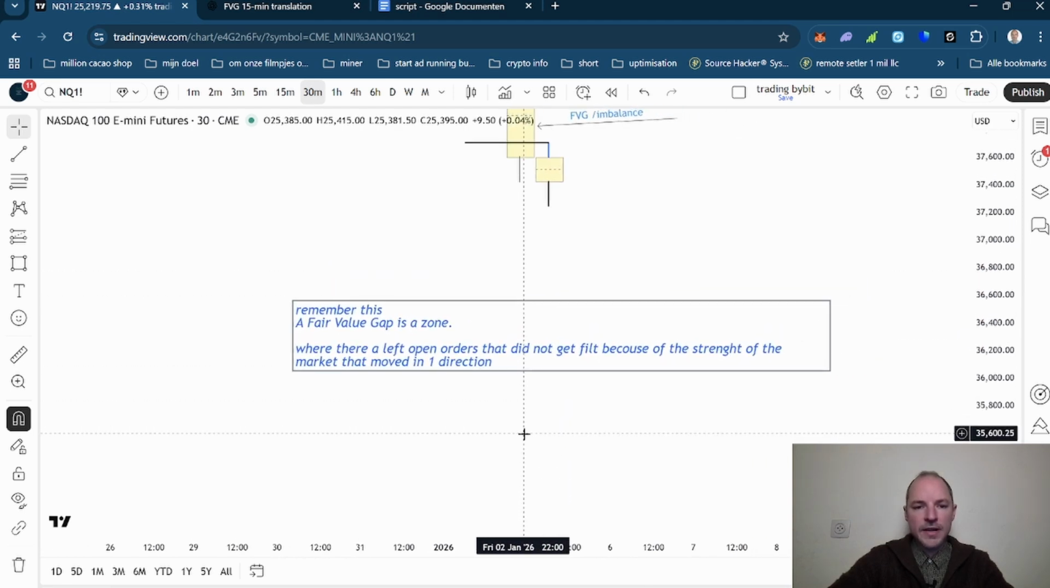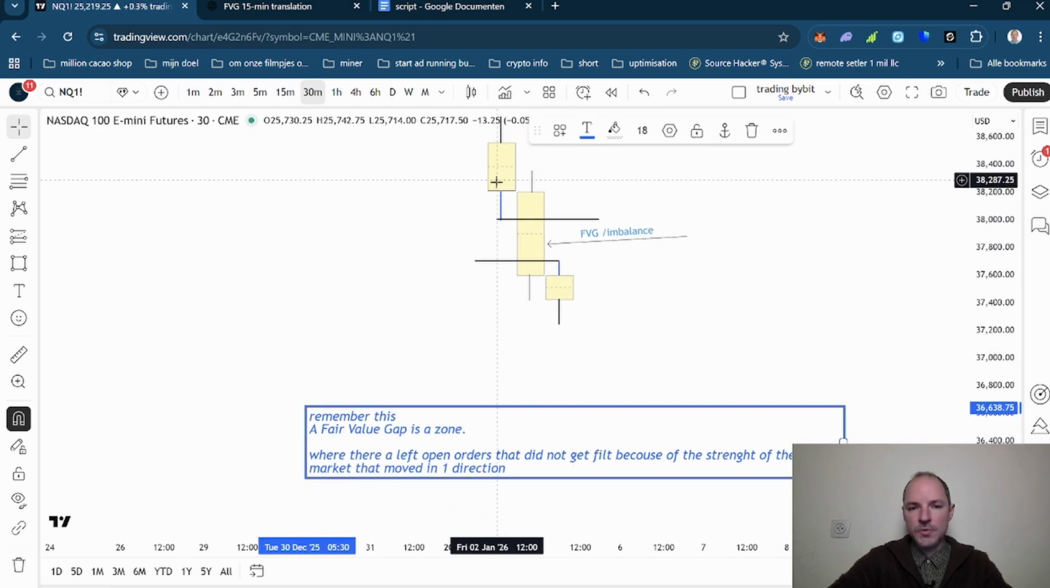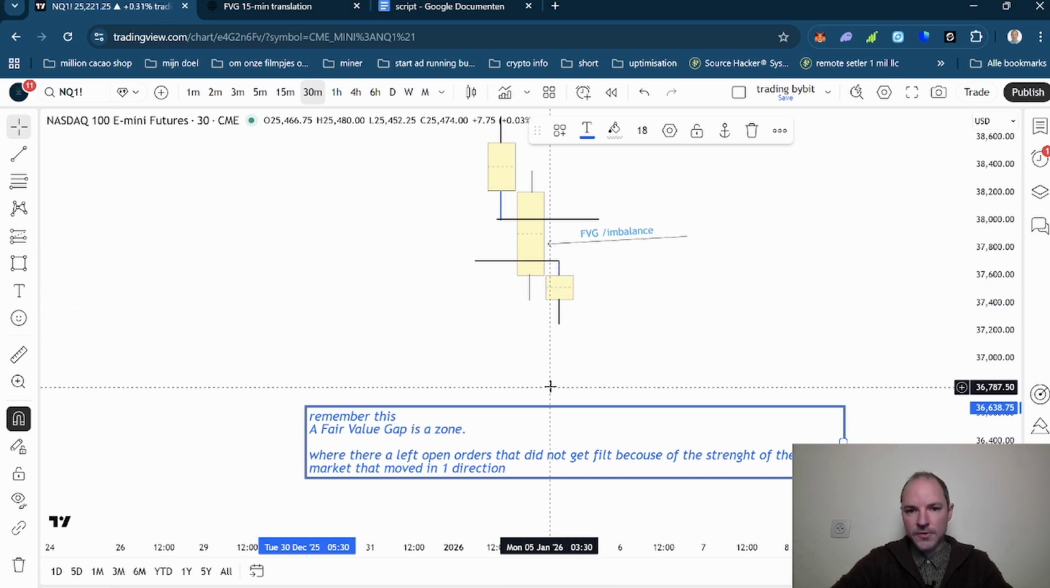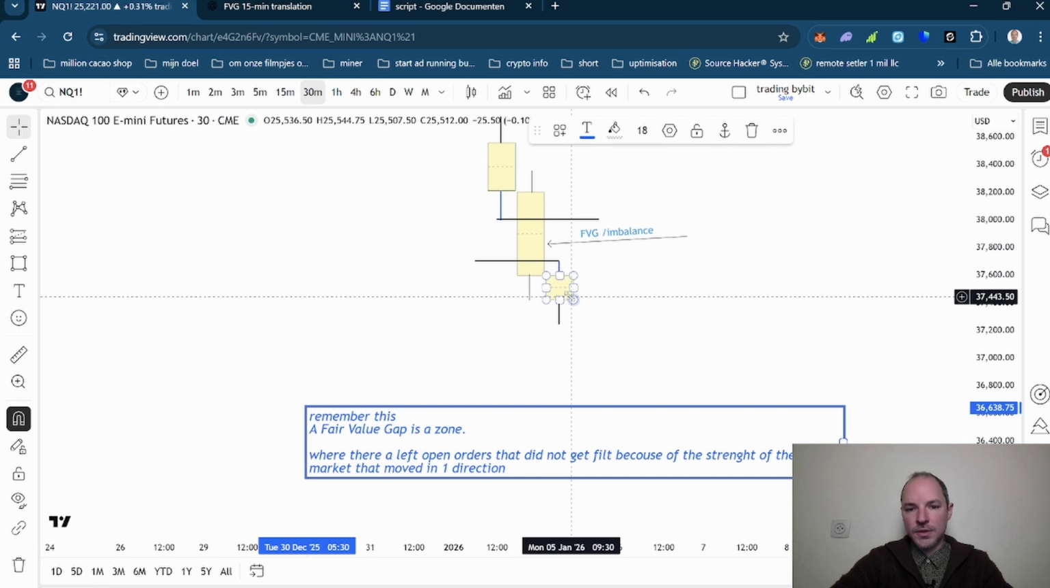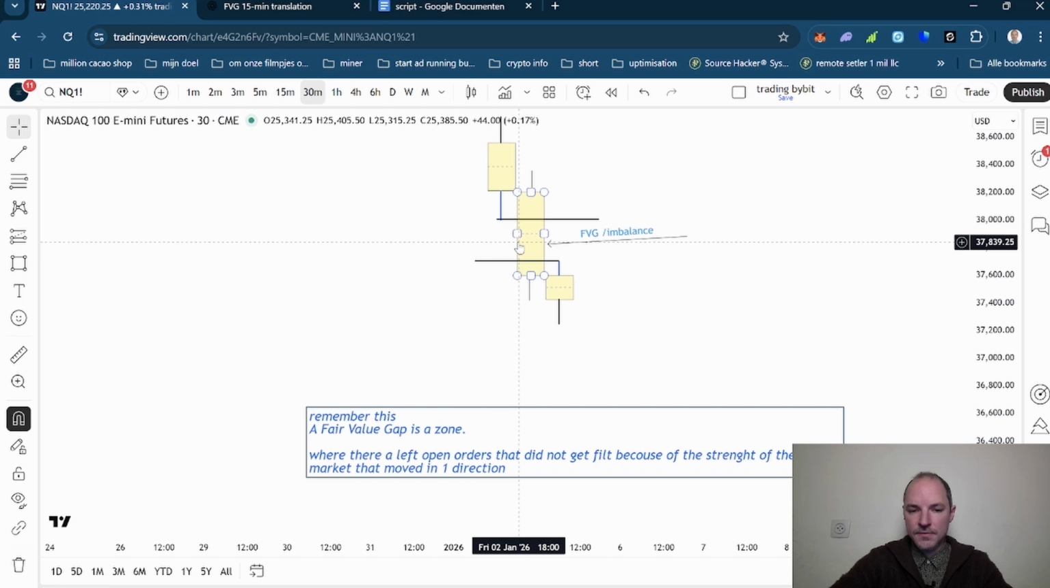Remember this, a fair value gap is a zone where open orders are left that did not get filled because of the strength of the market moving in one direction. So what happened here, I'll show you exactly. Because the market was moving down, the market opened a new candle and the selling power was so strong that the wicks were unable to touch each other, because the market did not come back up by buying pressure. It immediately starts flushing further down. And most of the time, the third candle will be a bit bigger also to the downside. But how big they are doesn't matter. This is the imbalance itself.